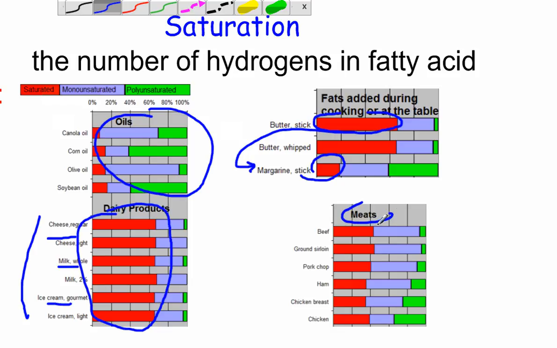And meats also tend to be fairly bad. They have a high saturated fat content in them. That's why they're so bad at causing things like colon cancer. Again, saturated means the number of hydrogens in the fatty acid.